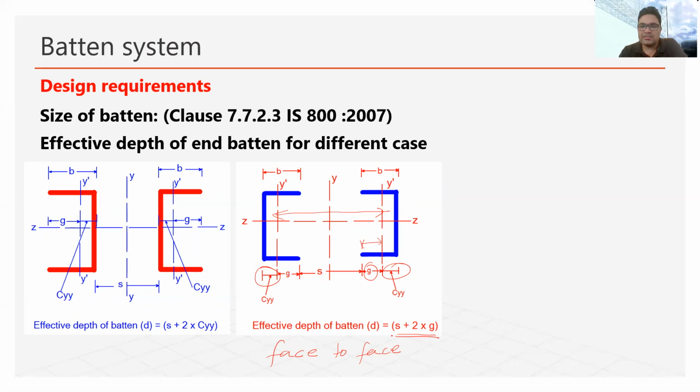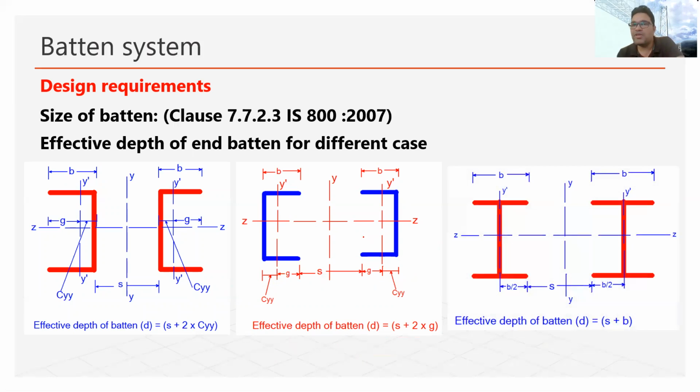Now, in the third case, if we are using two I sections as a built-up column, how do we find out the D value for the batten system? In that case, the D value will again be the distance between their CG. So this time the D value will be equal to S plus D. So this is S, half of the flange and half of the flange from this side. So again, you can see we are actually taking this distance. Sometimes you may get confused. That is why I have taken different cases so that you understand how to find out this effective depth. And this effective depth is actually for the end battens.